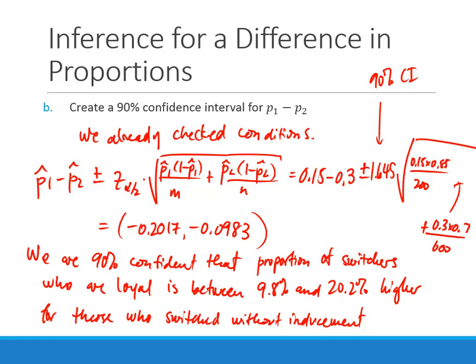So we said those proportions are different, and here's our estimate for how much different they are, somewhere between 10 and 20%. Okay, so there are different ways that you could interpret this, which would probably be equally fine. This is one way to interpret that interval.